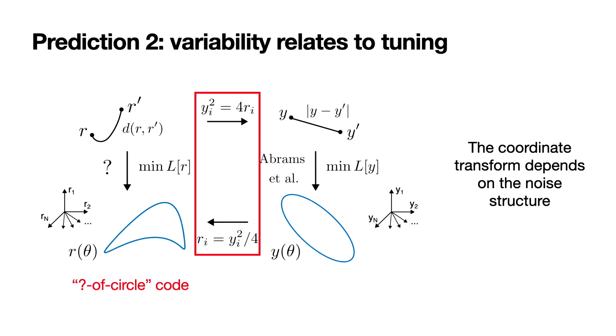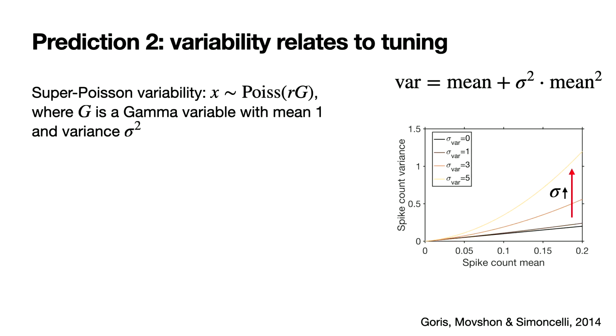The second prediction concerns the relationship between variability and tuning shape. So recall that we said that the transformation between the y coordinates and R coordinates depends on the noise model. Then a different noise model should give us a different transform than the square. To validate this, we consider the super-Poisson model of the noise, where the firing rate of each neuron's Poisson rate is modulated multiplicatively by a variable g, which is a gamma variable with mean 1 and variance sigma squared. Under this model, the variance is a quadratic function of the mean, with larger sigma giving you more super-Poisson variability, shown on the right.